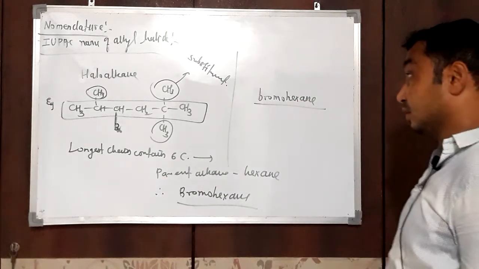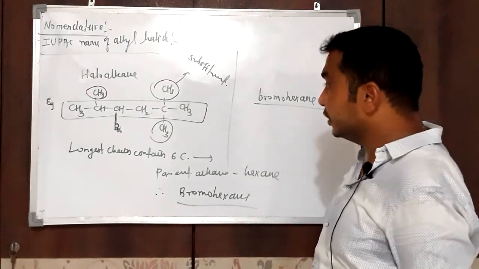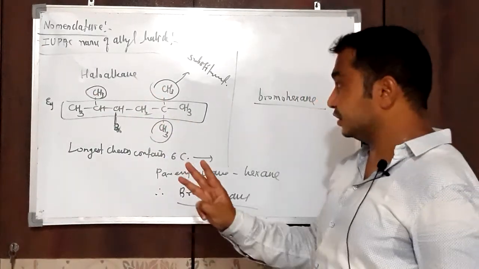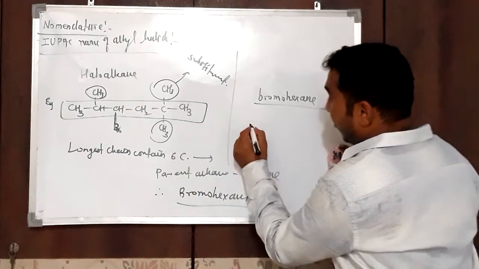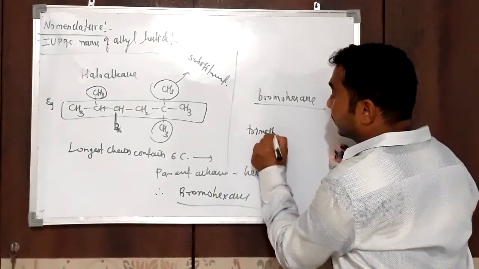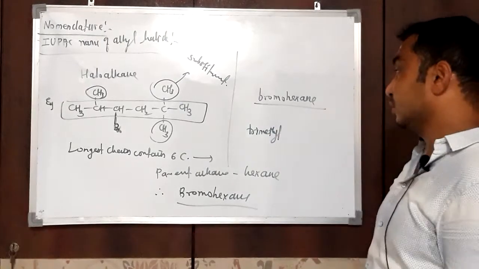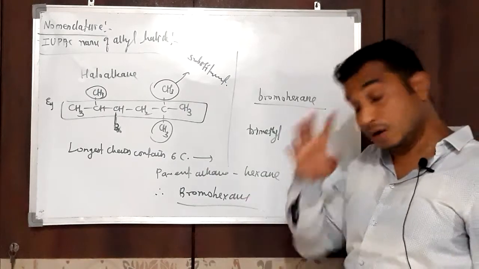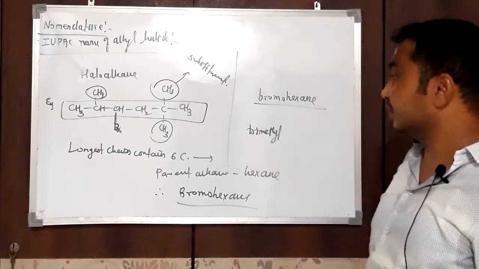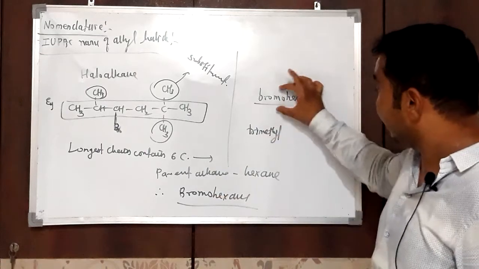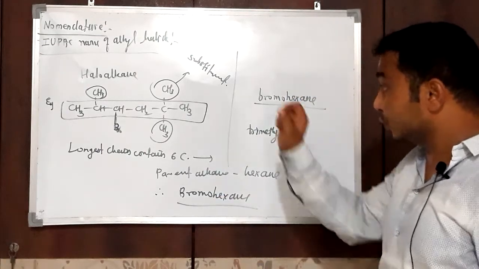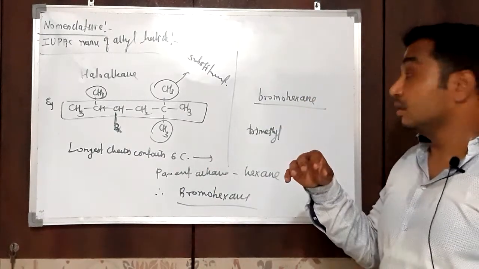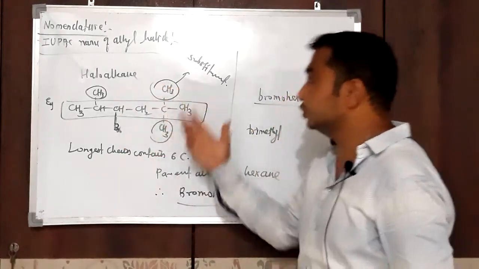Then the substituents. How many substituents are present? One CH3, second CH3, third CH3. Three CH3 groups present means trimethyl. The name of the substituent is attached before the parent name. Always remember, substituent name first, followed by parent name: trimethyl bromohexane.